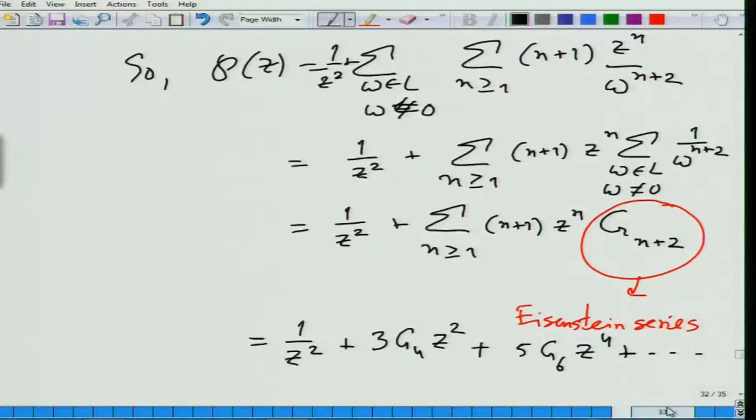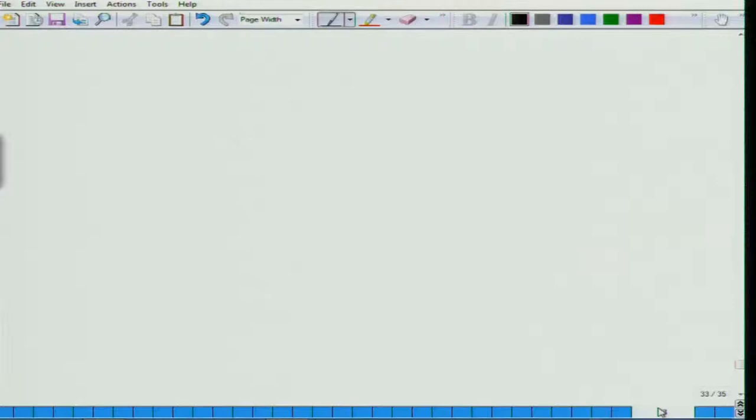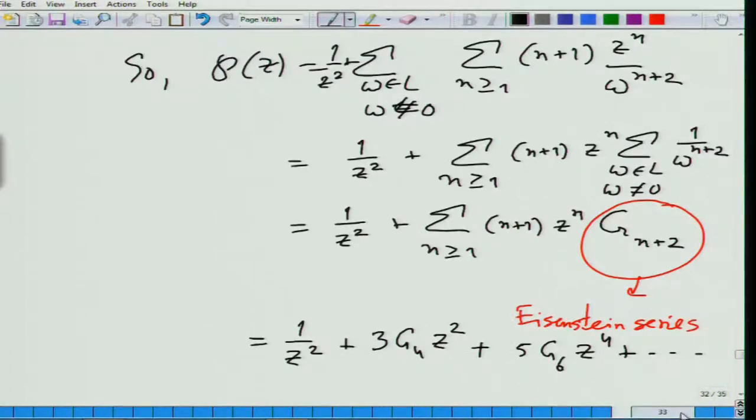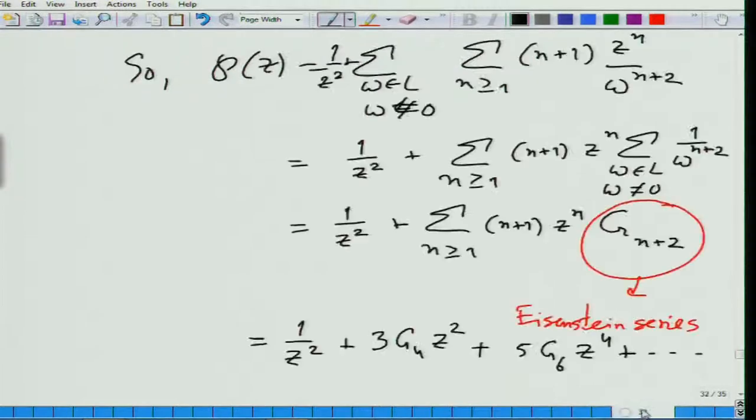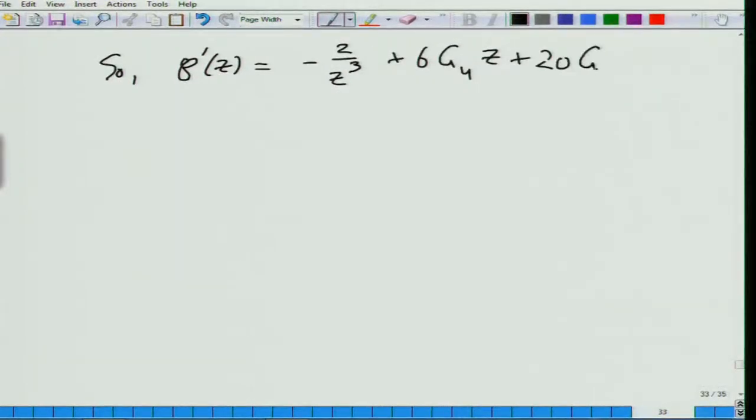And now I am ready to give this map, which I promised, from a torus to an elliptic curve. So this is rho z expanded in a Laurent series around z equals 0, where it has a double pole. Okay. Now consider the derivative of this. Rho prime of z, what is the rho prime of z? It's going to be minus 2 over z cube plus 6 G4 z plus 20 G6 z cube plus etcetera.